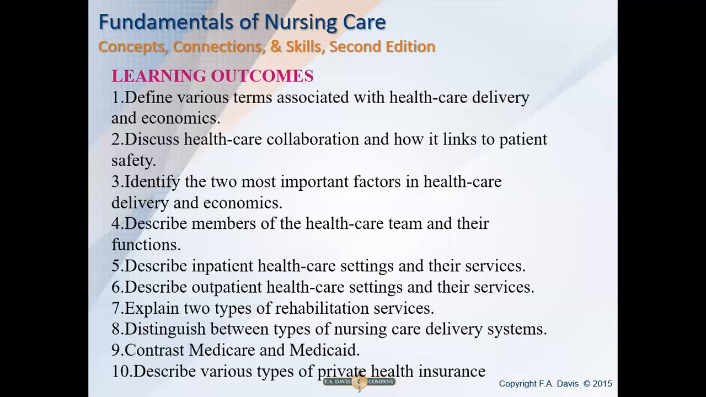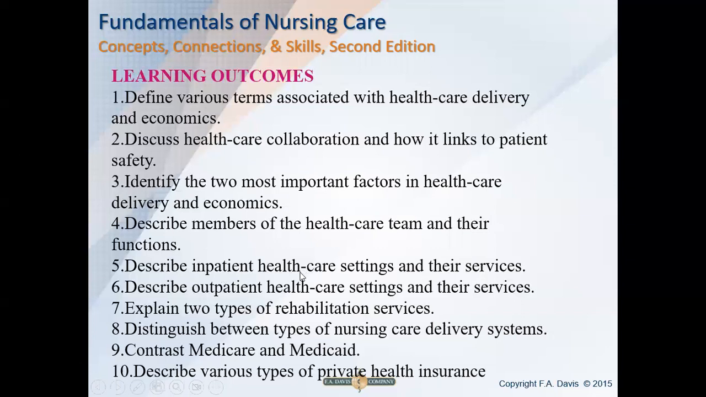Okay, I said four major groups, and they are basically people and institutions who provide the healthcare, like nurses, physicians, hospitals, nursing homes, and health insurance companies like Medicaid and Medicare. So identify the most important factors in healthcare delivery and economics. Describe the members of the healthcare team and their functions.